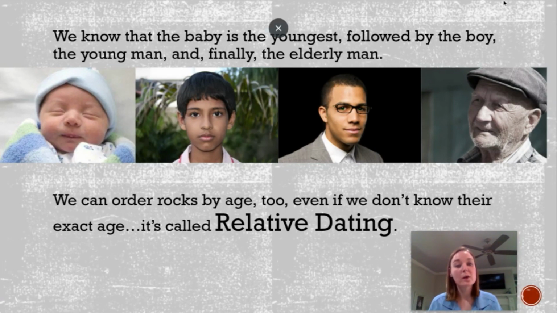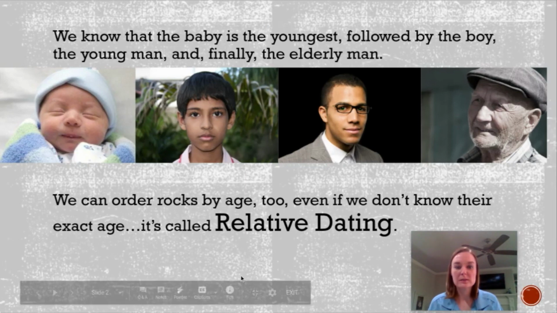If we were to know the exact age of, say, this boy right here, if I know that this boy is 8 years old, I know that this baby is younger than 8 years old and that this man is older than 8 years old. So I can start getting more exact with the dates of the unknown rocks.